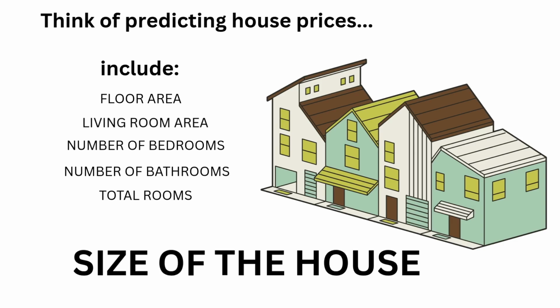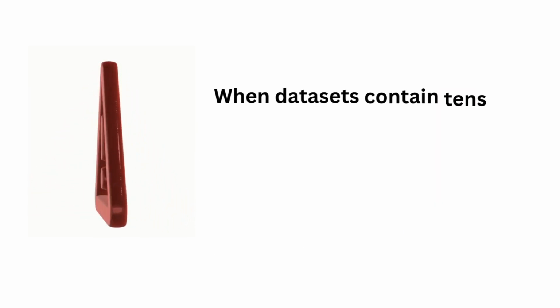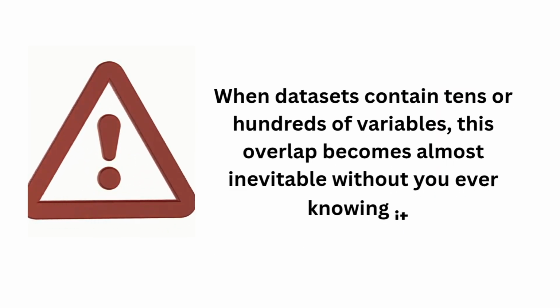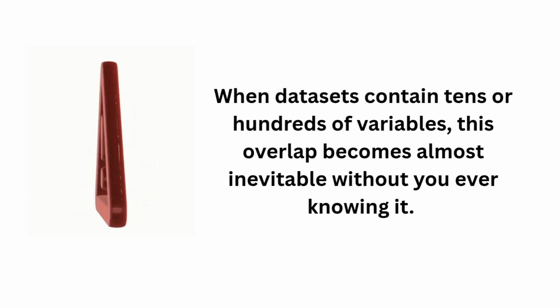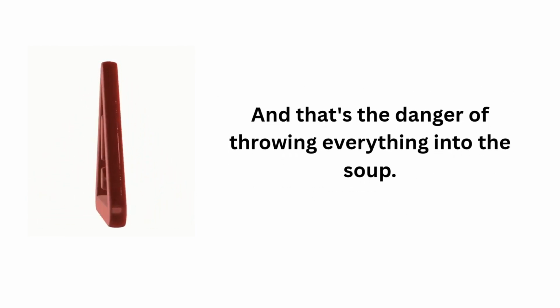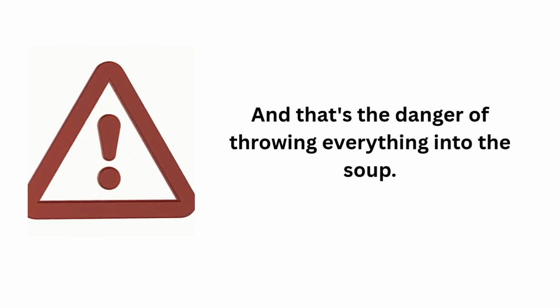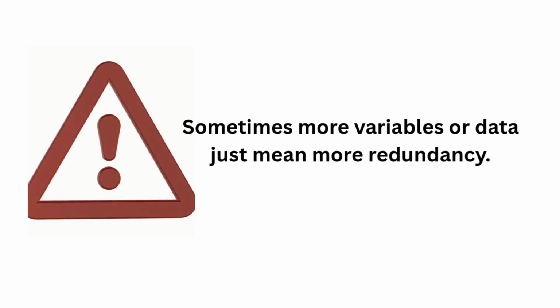We have a previous video on this using PCA and OLS. You can check again the video description below for that video. When datasets contain tens or hundreds of variables, this overlap becomes almost inevitable without you ever knowing it. And that's the danger of throwing everything into the soup. More variables don't always mean more information. Sometimes they're just mere redundancies.